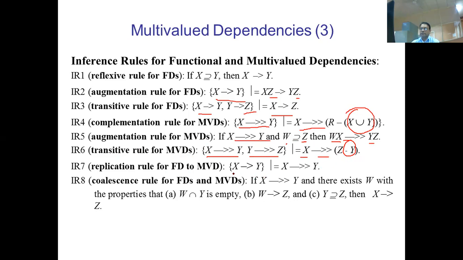Replication rule of multivariate dependency: X determines Y can be written as X multi-determines Y. So IR8: if you have a multivariate dependency X multi-determines Y, and there exists W with the property that W intersection Y is empty, W determines Z, and Z is a subset of Y, then we can write X determines Z. So this is IR8. You just need to list out the inference rules.